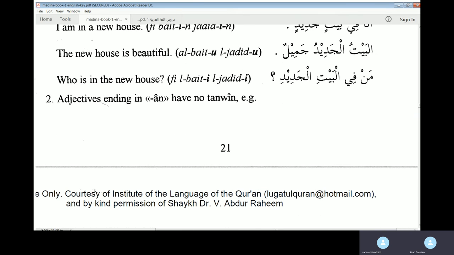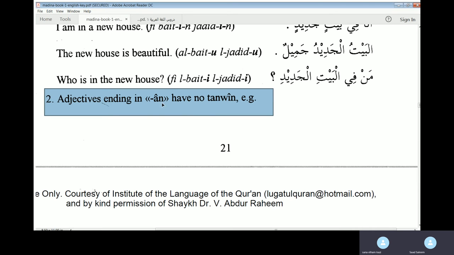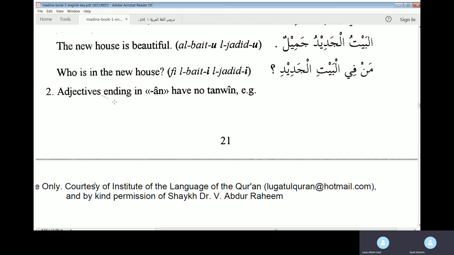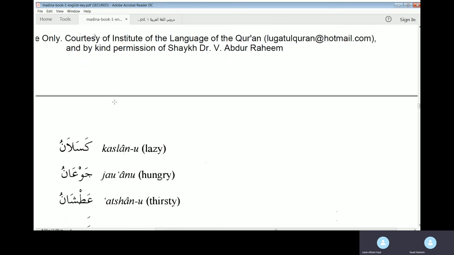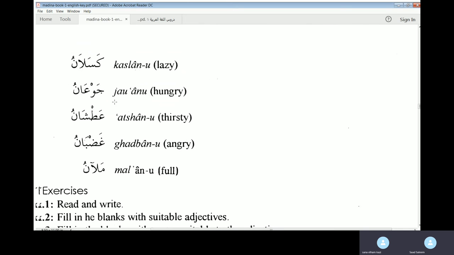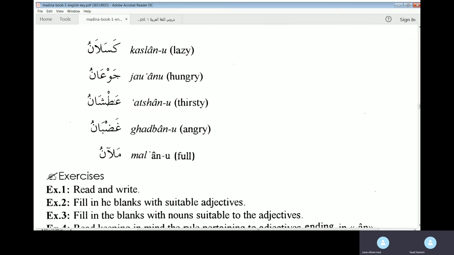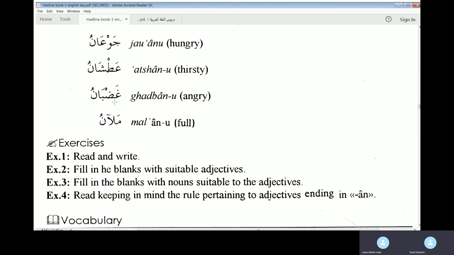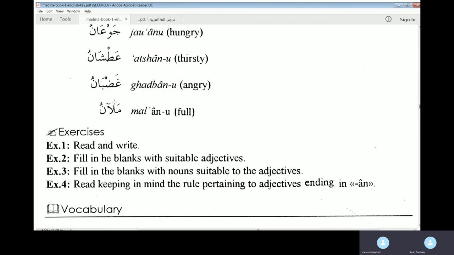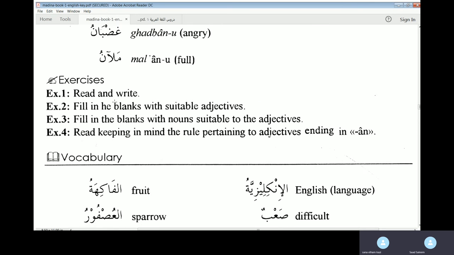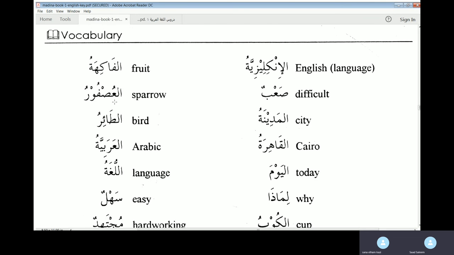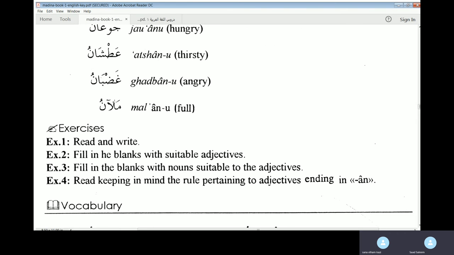Adjectives ending in an have no tanween. An means alif noun. For example, kasalanu, lazy; jau'anu, hungry; atshanu, thirsty; ghadbanu, angry; malanu, full. Malanu means full, when we have eaten too much food and our stomach becomes full with food.